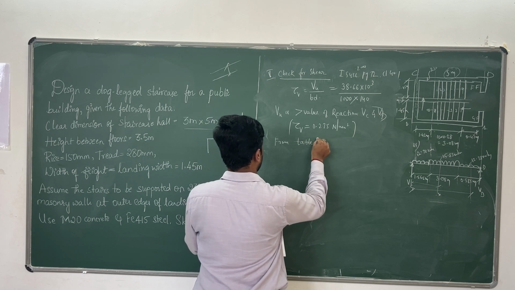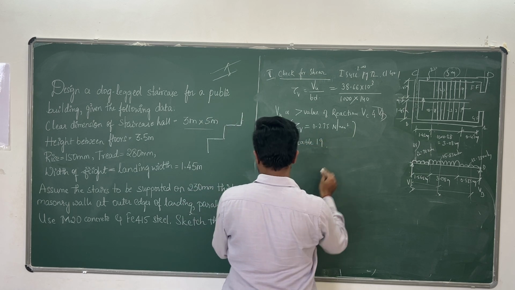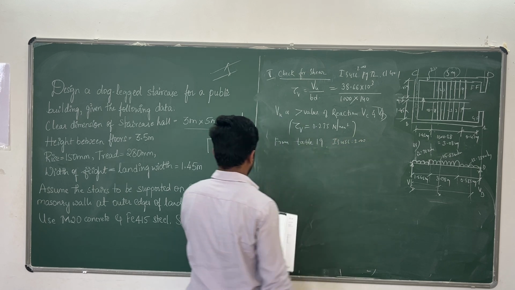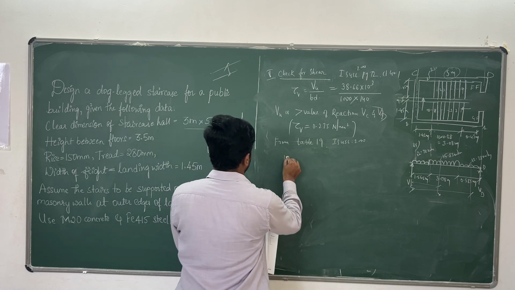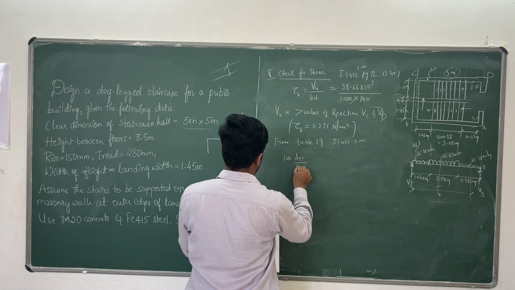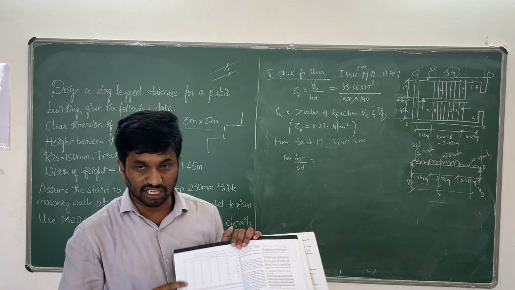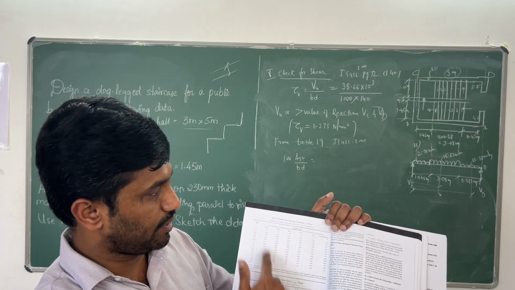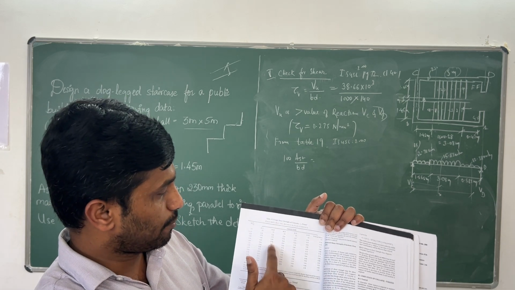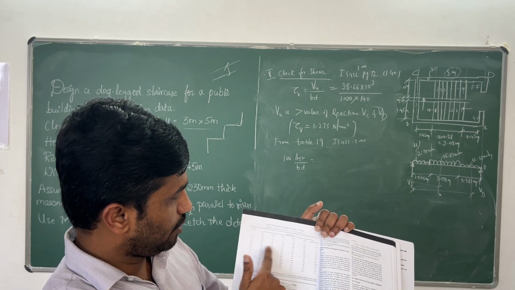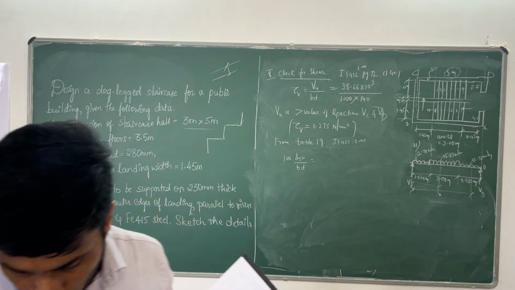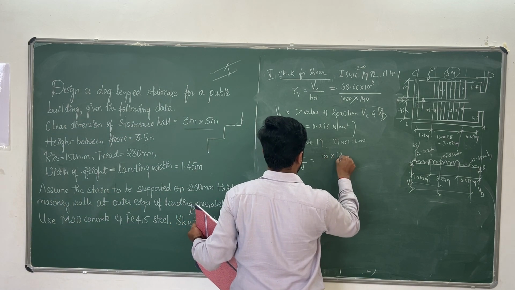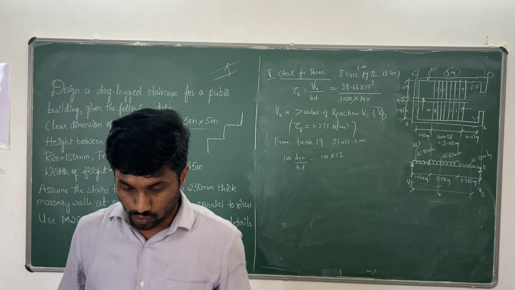From Table 19 of IS 456:2000, compute 100 Ast by bd. See the 100 Ast by bd here. For this grade of concrete M20, M25, M30 it is like this. For M20 you compute 100 Ast by bd and interpolate the value. Clear? So 100 into Ast, what is the value of Ast? 1260.4.